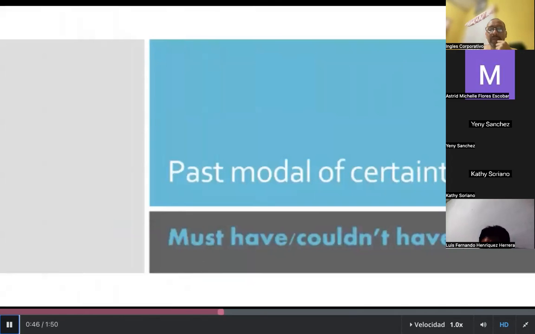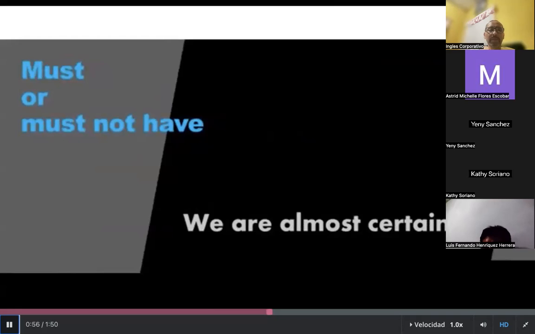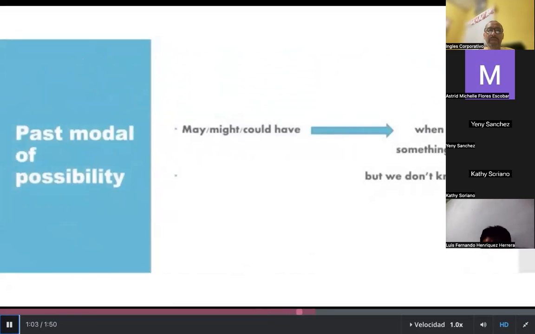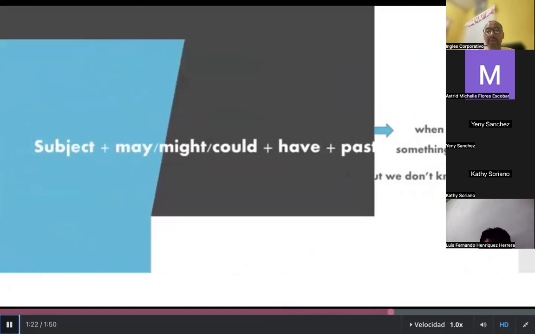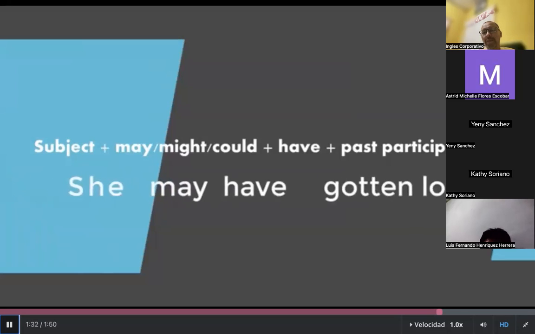Past modals for certainty. We may use must or couldn't have. We use must or must not have when we are almost certain. We may also use couldn't have if it's not possible. Past modals of possibility. We may use may, might, or could have. So remember, we may use may, might, and could when something is possible, but we don't know for sure. When you want to use may, might, or could have, this is what you should follow: subject plus may or might or could plus have plus past participle. She may have gotten lost.